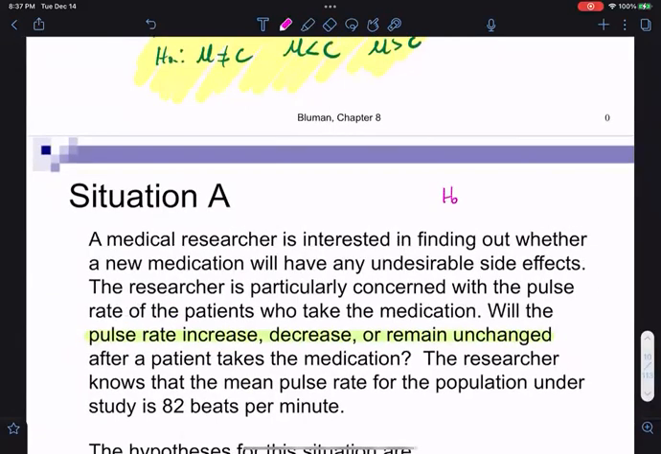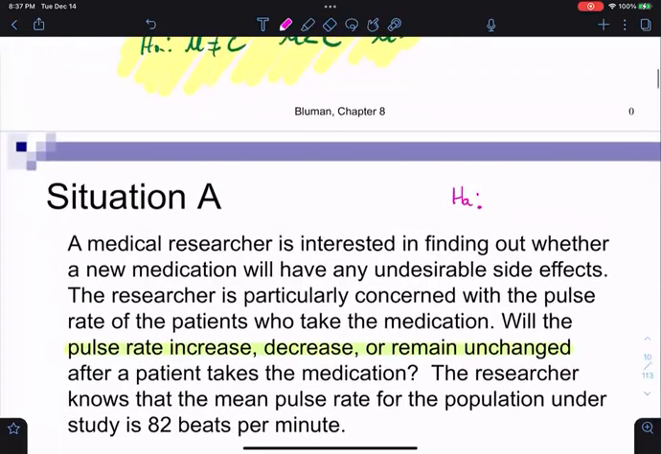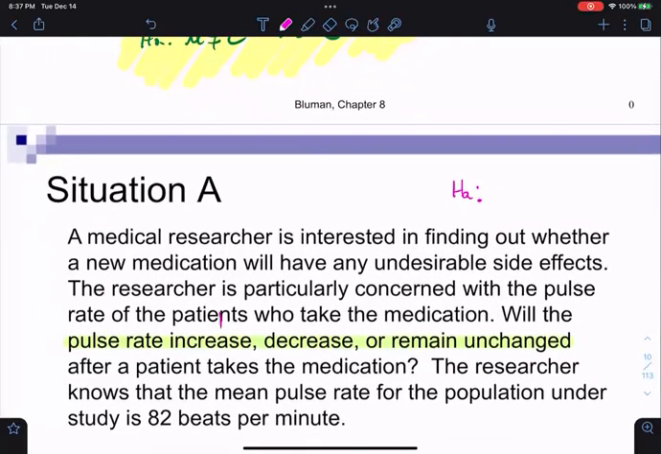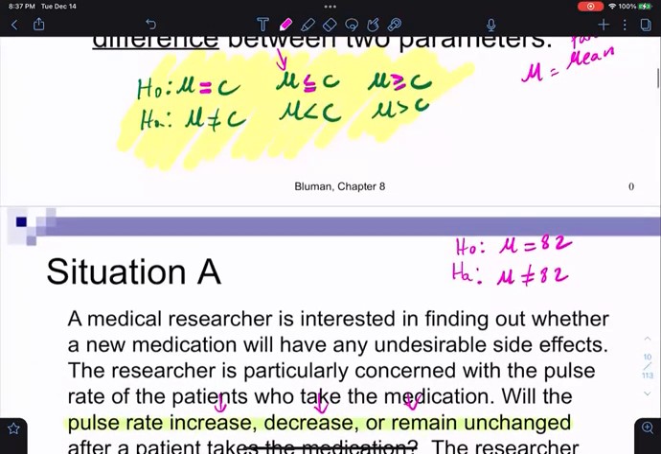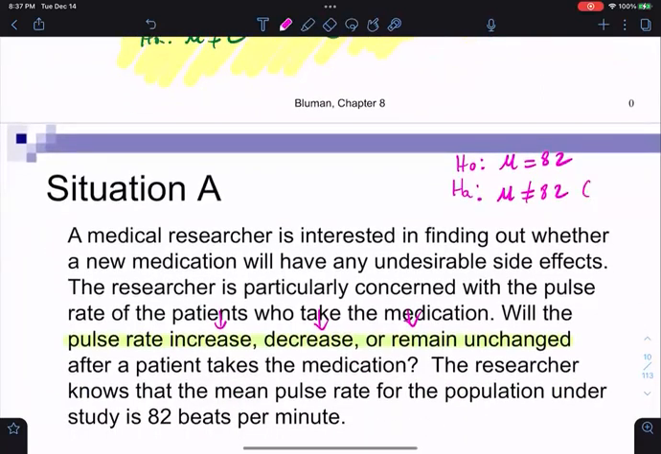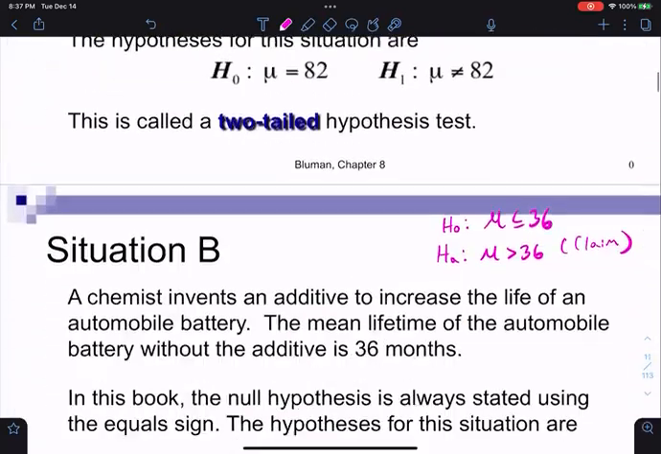So that means that the alternative hypothesis should be a two-tailed test, right? How do I know it's a two-tailed test? Because they're saying increase, decrease, or remain the same. So either the mean pulse rate is 82, that would be the null, so there's no difference, or there's a difference. So they're supposed to be not equal to 82, right? Remember, in the null, it's always equal. And the claim is this one. We're trying to find out if the medication decreases or increases the pulse rate. So that's the claim, and this is a two-tailed test, like I explained before.